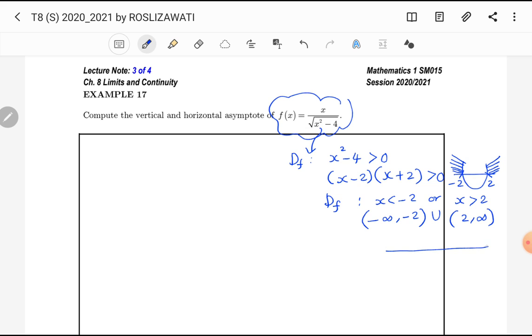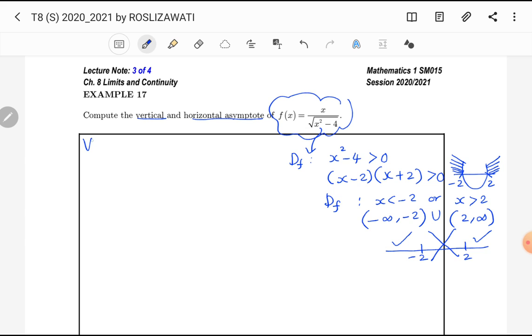So kalau awak tengok graf kita ada dekat mana? Negative 2, 2. Dekat sini ada graf. Dekat tengah-tengah ni tak ada. Dan on the left dia ada graf lagi. Compute the vertical and horizontal asymptote.